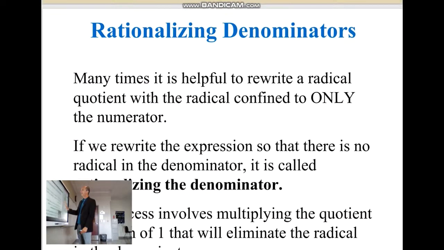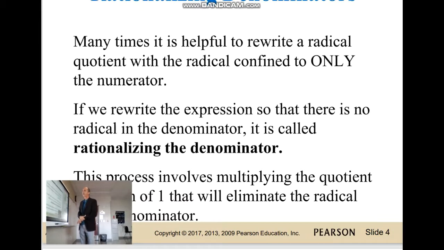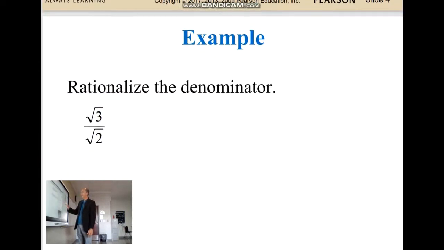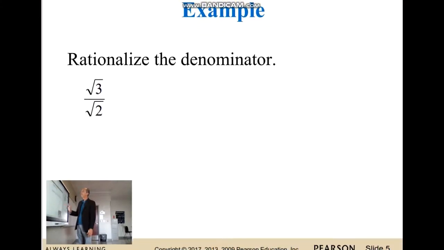Many times it's helpful to rewrite a radical quotient with the radical confined to only the numerator. If we rewrite the expression so that there is no radical in the denominator, it is called rationalizing the denominator. This process involves multiplying the quotient by a form of 1 that will eliminate the radical in the denominator. Let's understand it much better by working on this example.